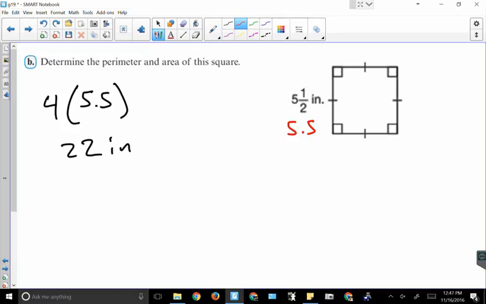What about area? Now, would it be easier for me to think of this as 5.5? So if that's going to be 5.5, that means it's going to be 5.5 multiplied by 5.5, which would be what? It's what? 27.5. 27.5 what? Inches squared. Okay.